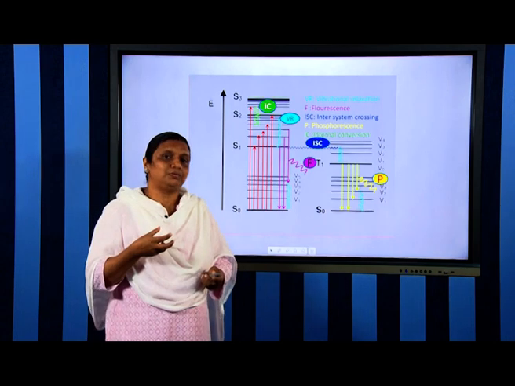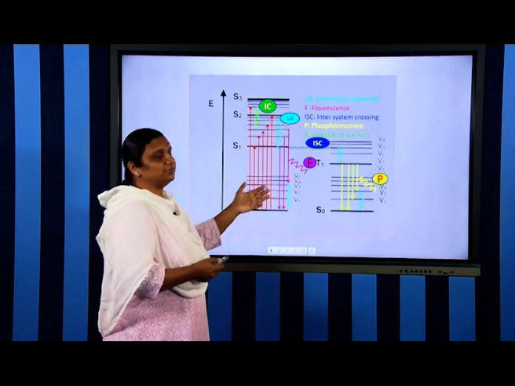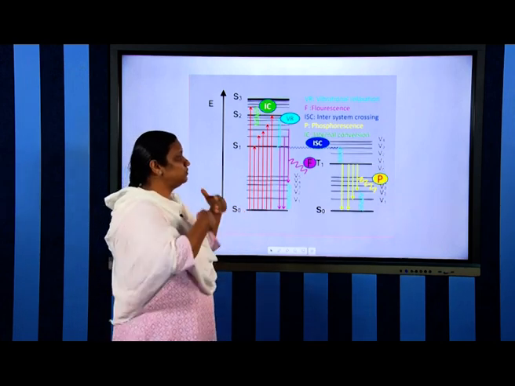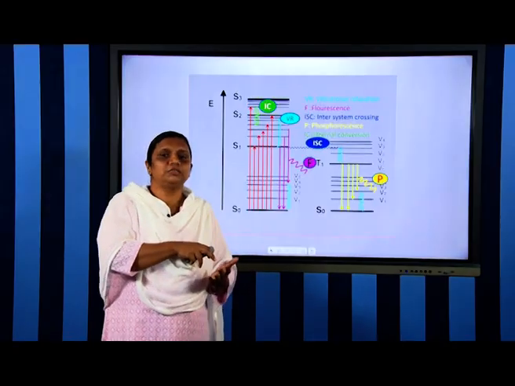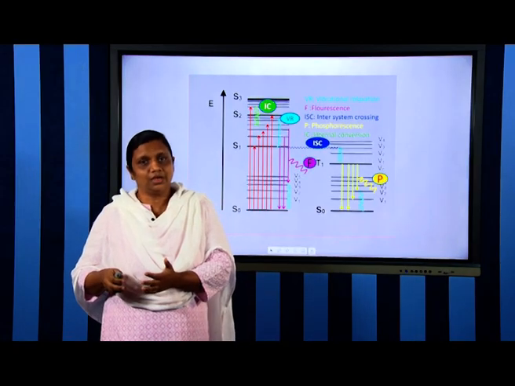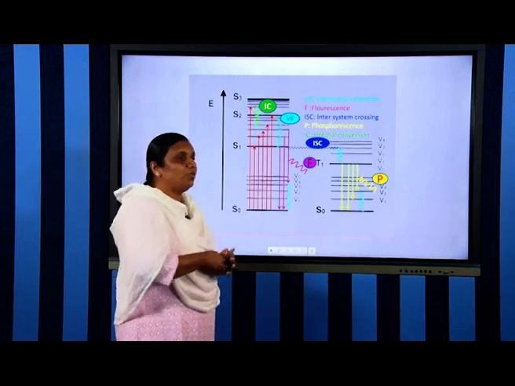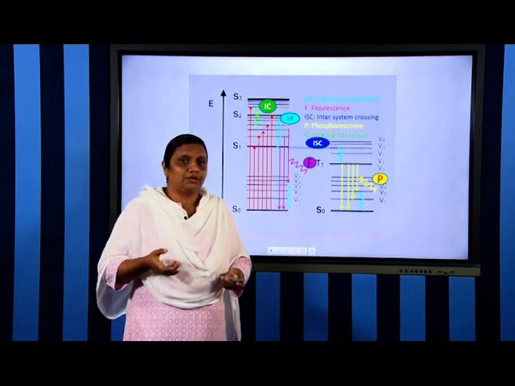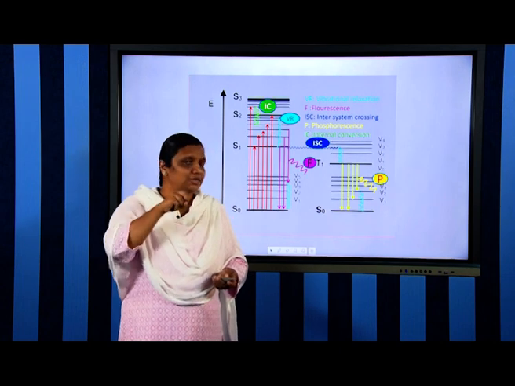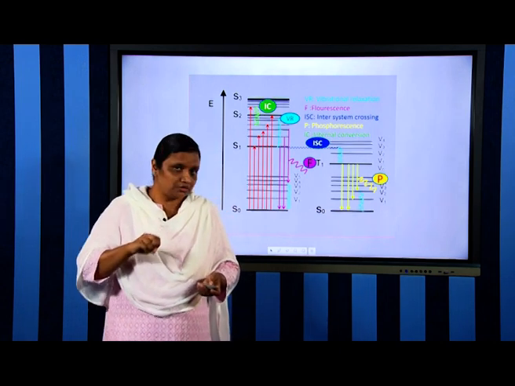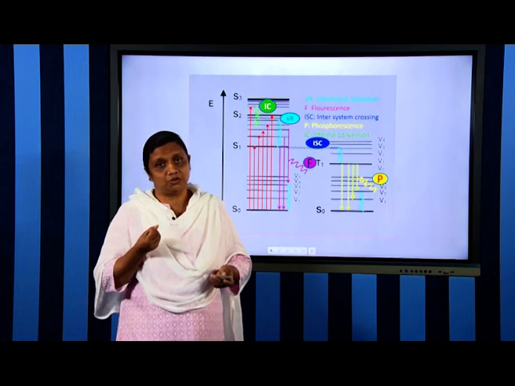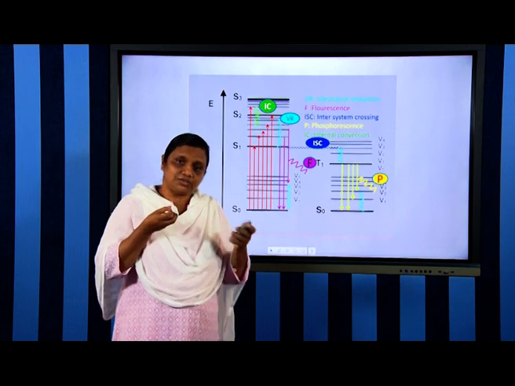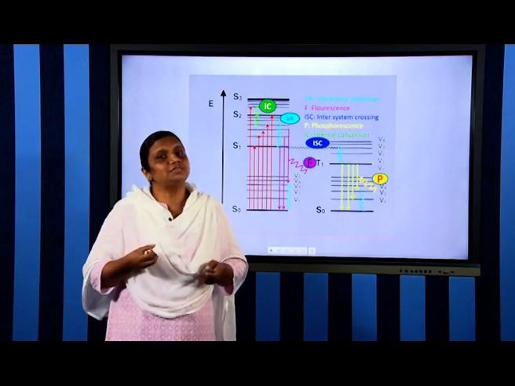So, different molecules exhibit different phenomena. Not all molecules will show phosphorescence and fluorescence and intersystem crossing, no. There are molecules which show only fluorescence, there are molecules which show only phosphorescence. Using this Jablonski diagram, we can explain that. All the molecules which absorb light will not show phosphorescence or fluorescence. It depends upon the amount of energy absorbed, and the amount of energy depends upon the intensity of light and also the sensitivity of the molecule.